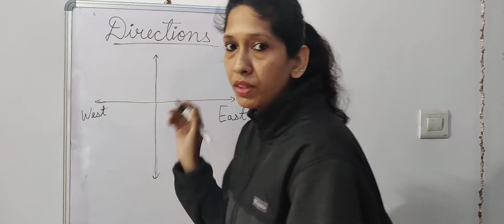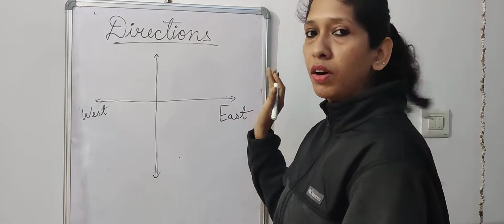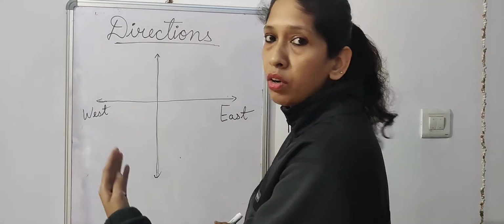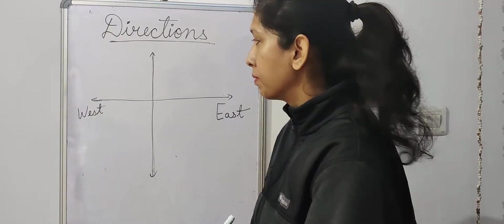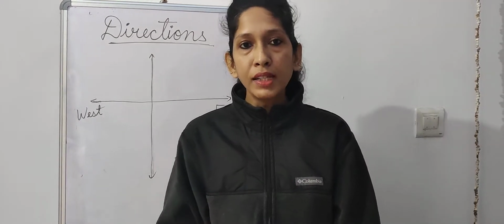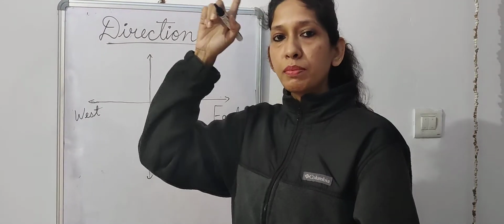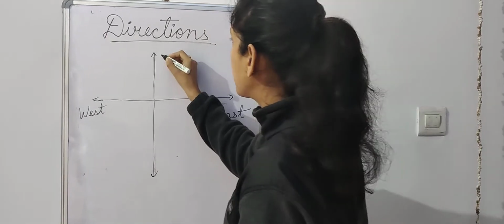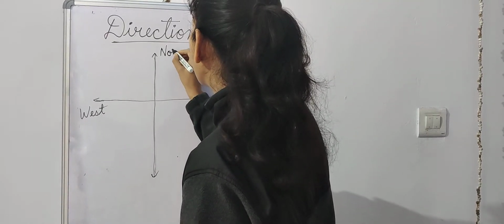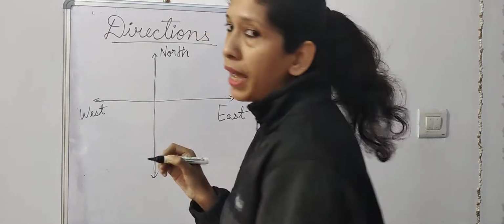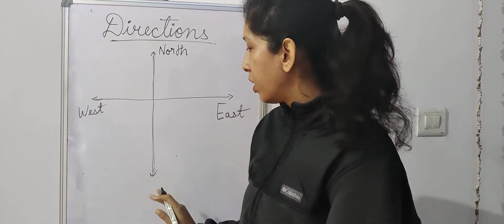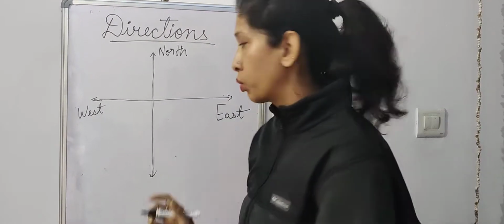Is it clear to everyone? East will always be on the right hand side. West will always be on the left hand side. Now there will be north and south. North will always be on the top. So let's write north. N-O-R-T-H, north. And at the bottom there is south.